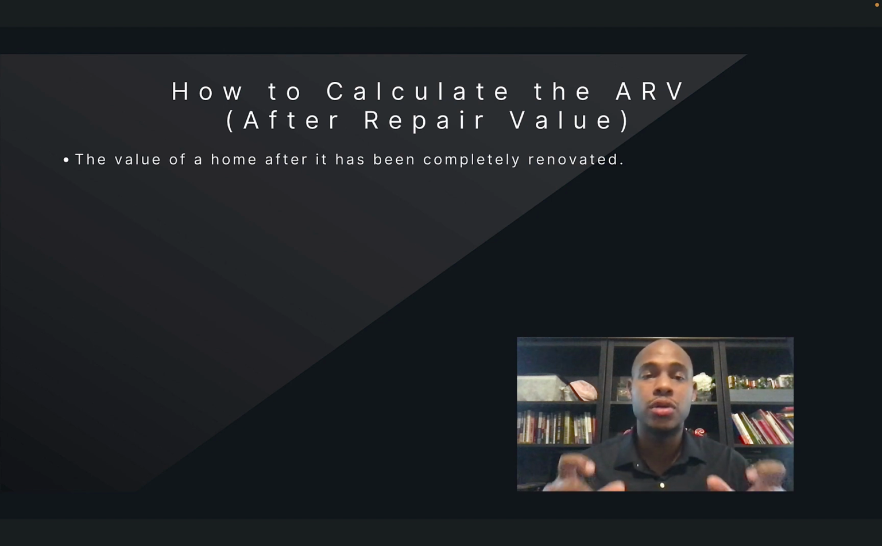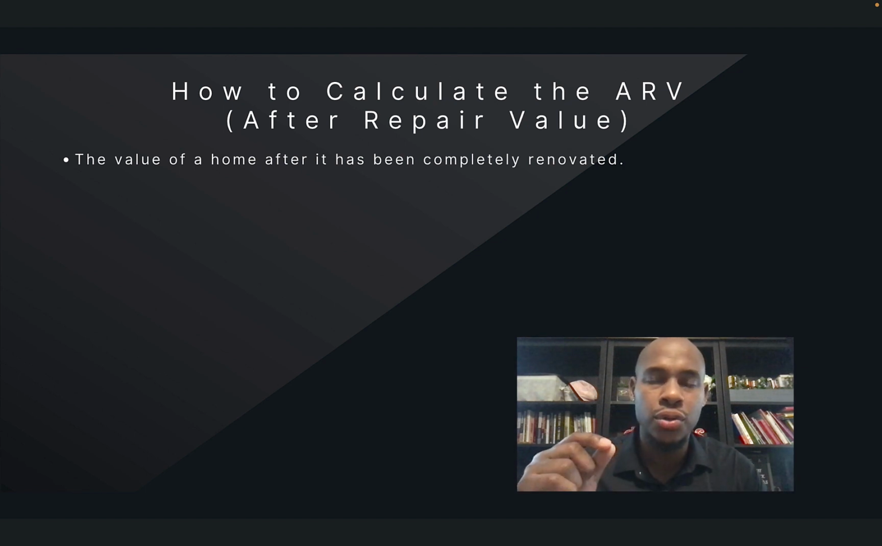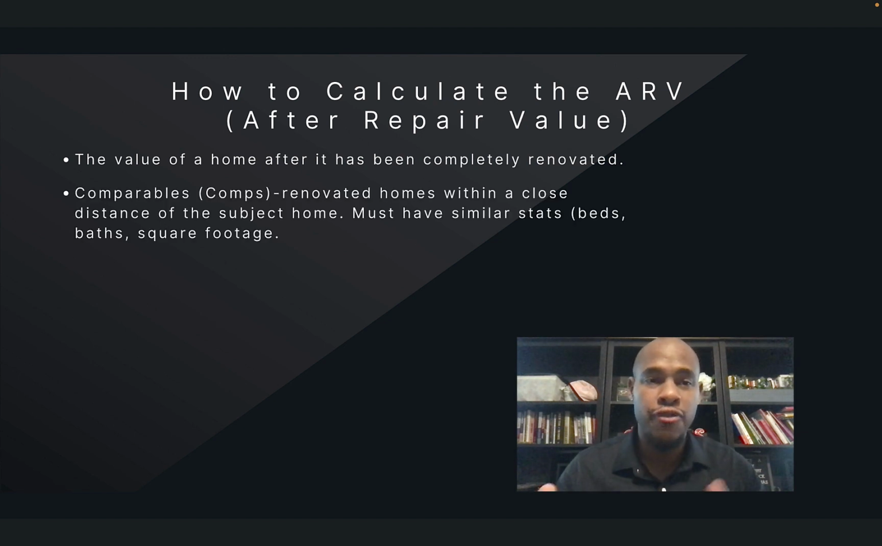It is the value of the home after it's been completely renovated, right? So this is when your buyer buys from you, they do the full renovation, top to bottom, make it beautiful. What's the value of that home after that happens, right? So how do we find the value?